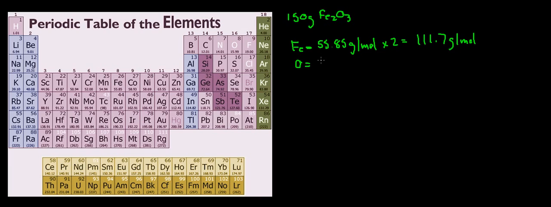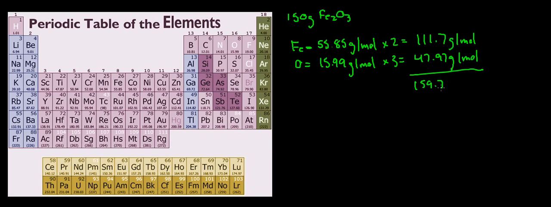Oxygen. Times 3, so there are 3 of them. And this is equal to 47.97. Tally these up. 159.7 grams per mole. And now I can find out what the molar mass is.